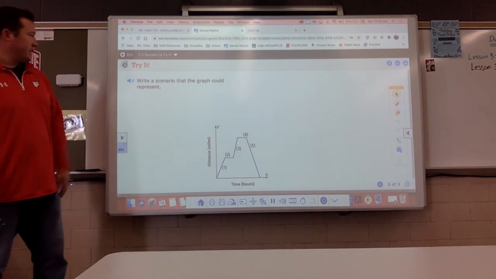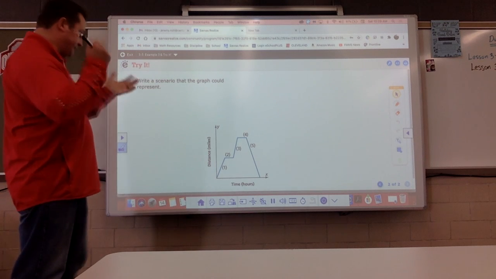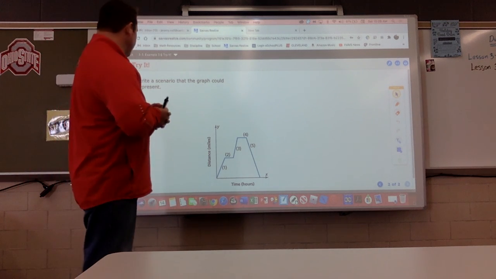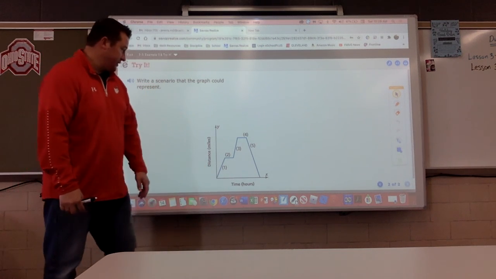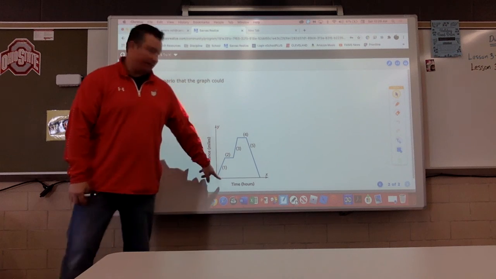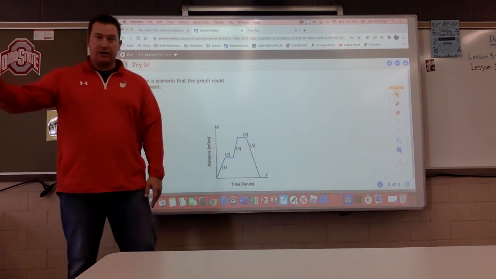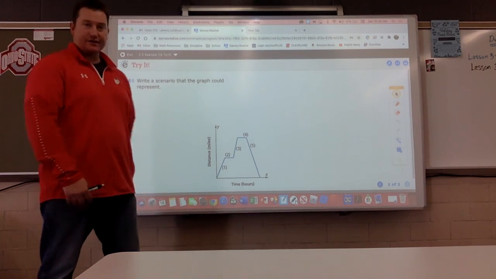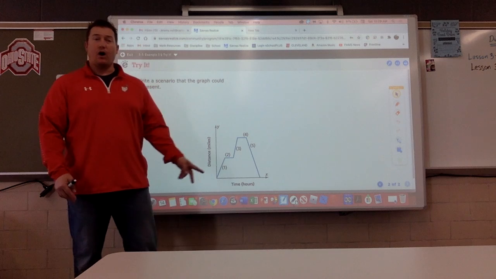This one says write a scenario that the graph could represent. Okay. I have to write a scenario. You guys ready for this? All right, so we are going to start at our house, okay? So I'm starting at home, and I'm walking to my friend's house, okay? So I'm in interval number 1. I leave my house and I start walking.